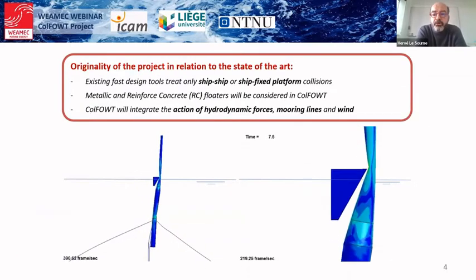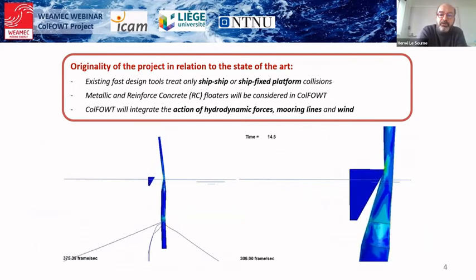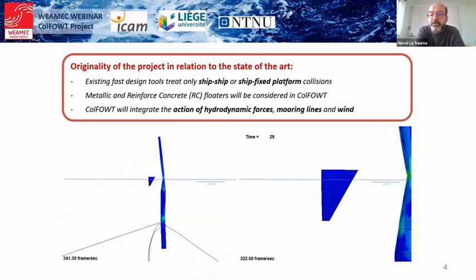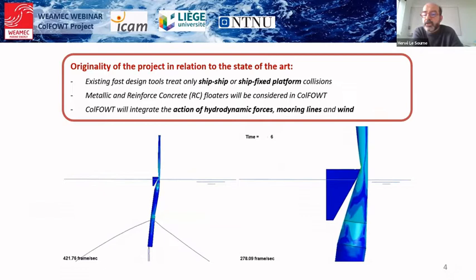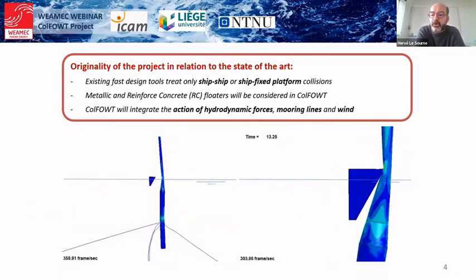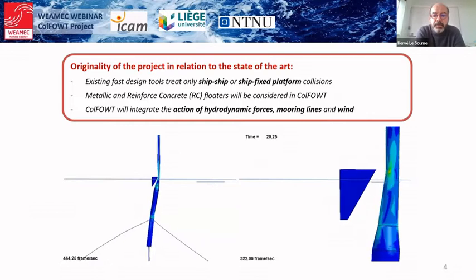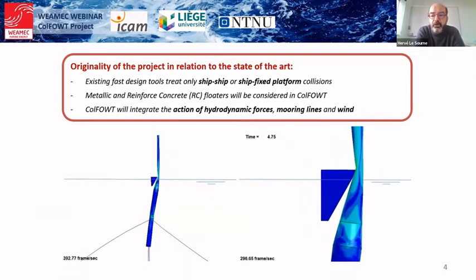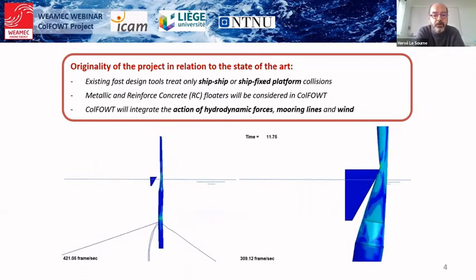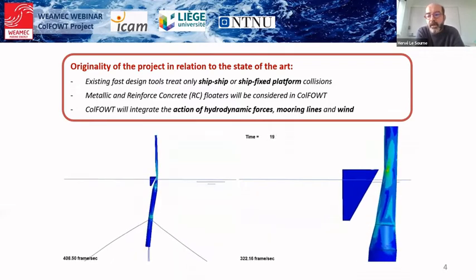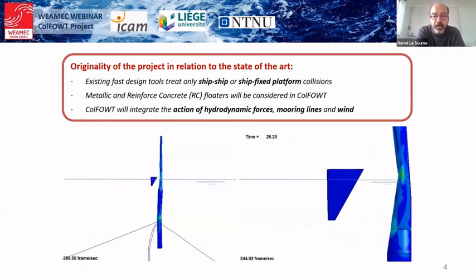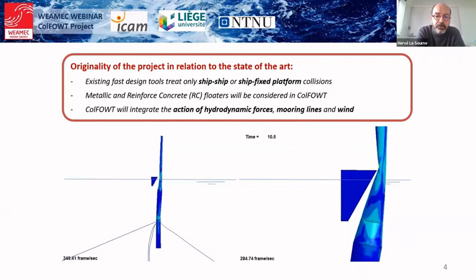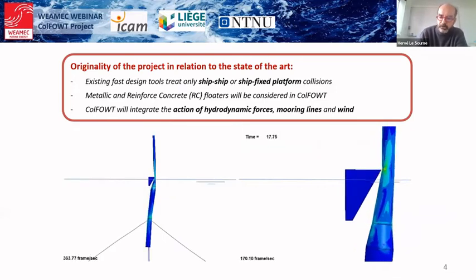Regarding the originality of the project with respect to the state of the art, I can say that fast design tools have already been developed for ship-ship collisions or ship-fixed offshore platform collisions. But here in the ColFOWT project, we propose to develop a tool for collision against floating structures, including the action of hydrodynamic forces, mooring lines, and wind. The project will consider both metallic spar-type floaters and reinforced concrete floaters.